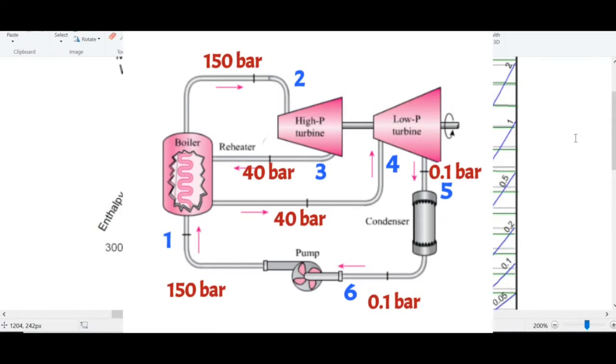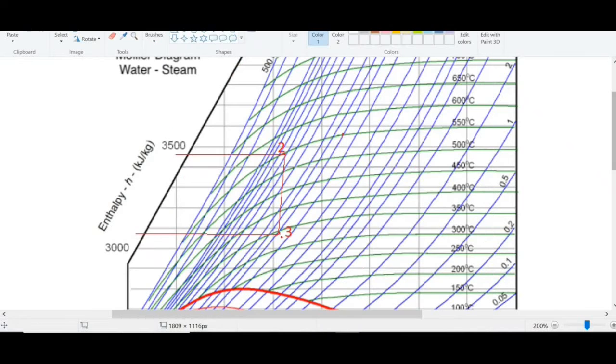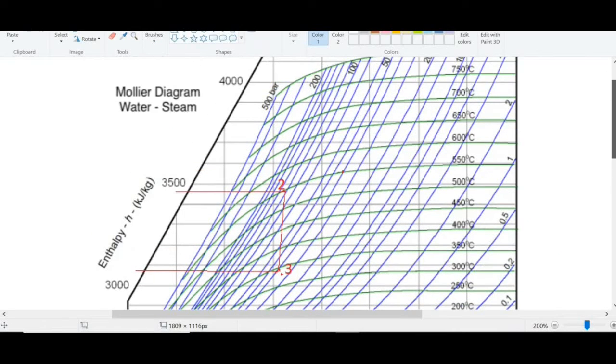Now next it is given that it is reheated at constant pressure 40 bar and 550 degrees Celsius. So during reheating, pressure is given 40 bar. That means this pressure will remain constant. This is the line for 40 bar. And temperature is also given, that is 550 degrees Celsius. So we have to again select one point for this given pressure and temperature.